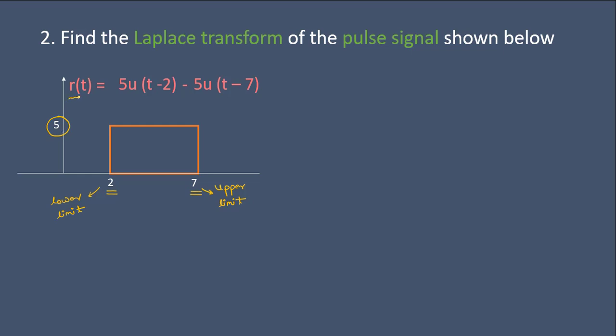And we are given the signal r of t, it is 5 u of t minus 2 minus 5 u of t minus 7. We have to find the Laplace transform of this signal. Again, there is a time shifting, so we have to use the time shifting property, and we know the property. It is u of t minus t naught, its Laplace transform is e raised to minus s t naught upon s. So we can find the solution.